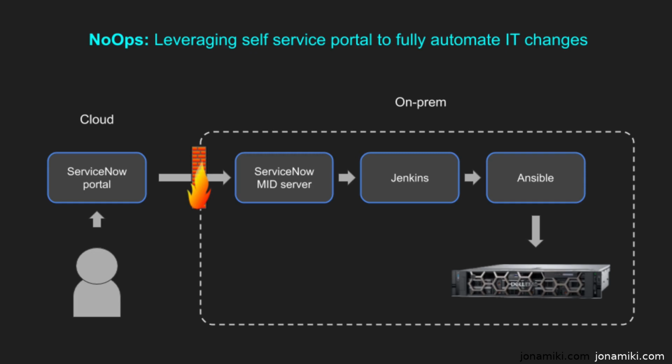Jenkins, in turn, will kick off Ansible, a playbook, and Ansible will change a setting via the playbook on a server. And that setting will then be entered, of course, originally by the user via the self-service portal on ServiceNow.